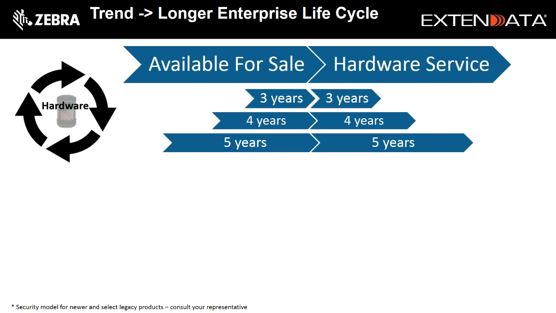So what I want to bring out here is, if you're familiar with our devices, we generally have 3 classifications of devices. And we talk about 3.3 or 4.4 or 5.5. The first number represents the number of years the device is available for sale. The second number represents the number of years the hardware is serviced by Zebra.